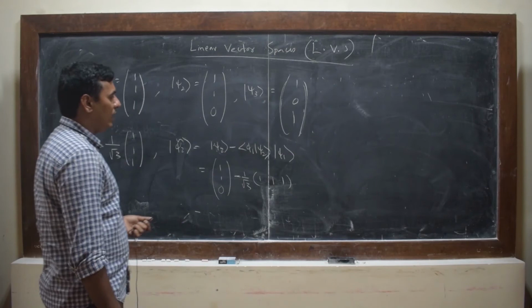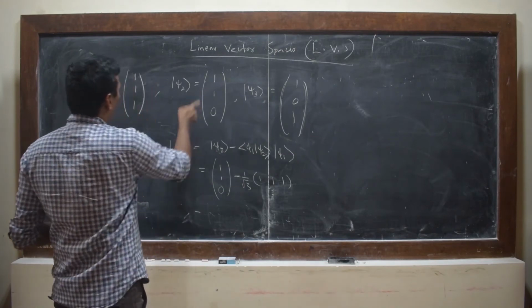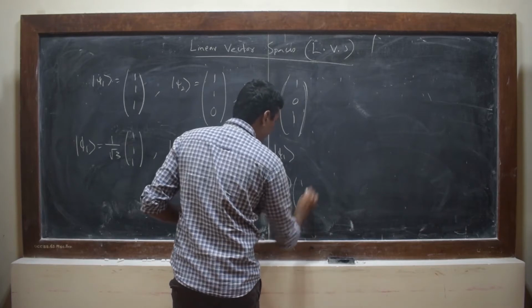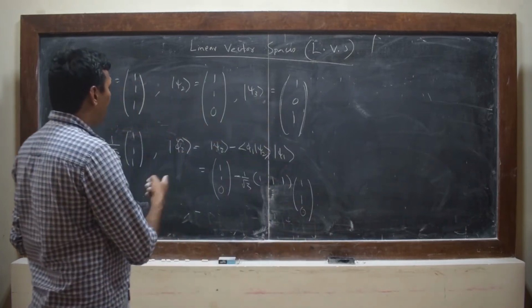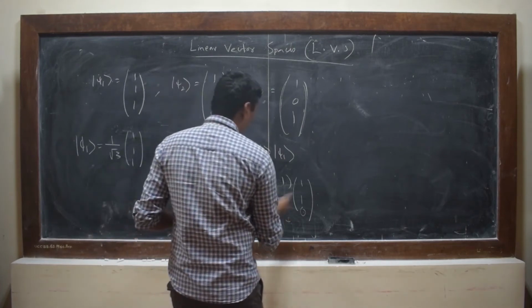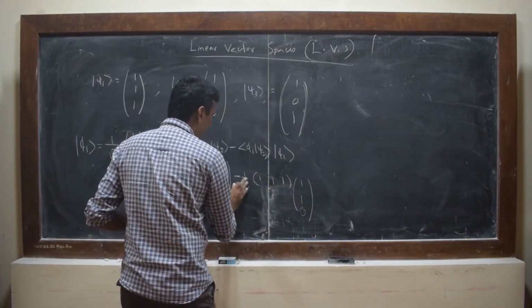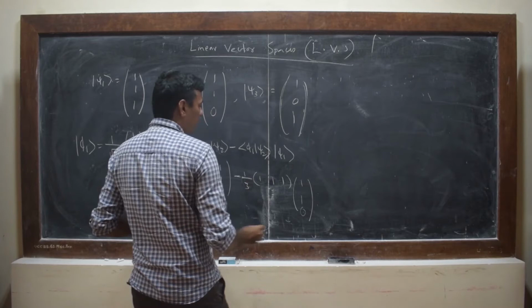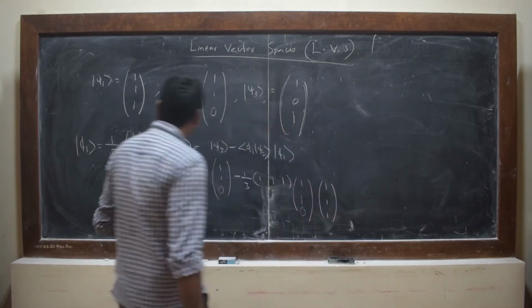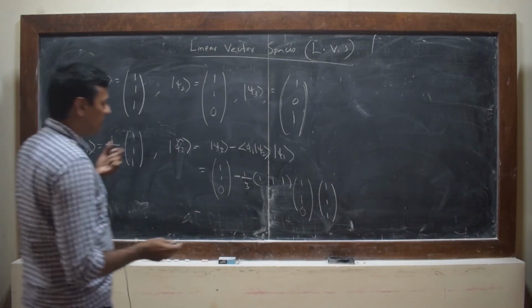Okay. And then you have psi 2. Psi 2 is (1, 1, 0), and then into you have phi 1. Phi 1 is nothing but 1 by root 3, and that 1 by root 3 and this 1 by root 3 will make it as 1 by 3. 1 by 3 into (1, 1, 1). Okay. So let us do this here.